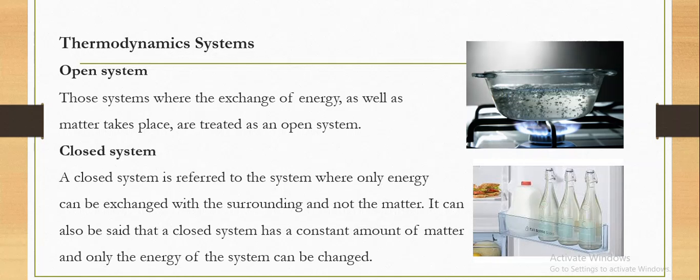Then the second one is closed system. A closed system is referred to the system where only energy can be exchanged with the surrounding and not the matter. It can also be said that a closed system has a constant amount of matter and only the energy of the system can be changed. For example, when we keep a sealed bottle of water in the fridge, the loss of energy into the surrounding will result in the temperature of the water inside it going down, even though the quantity of water in the bottle remains the same. Then your third one is isolated system.